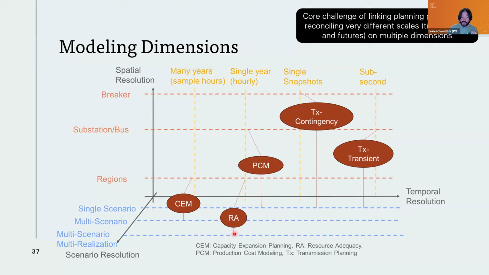Because it's now sampling multiple scenarios and multiple realizations because of those distributions. We go to our production cost models. They'll frequently shift down to just a single scenario, but they'll greatly expand the spatial resolution to individual substations or buses. We move further to contingency analysis.